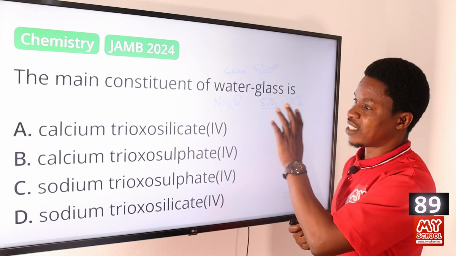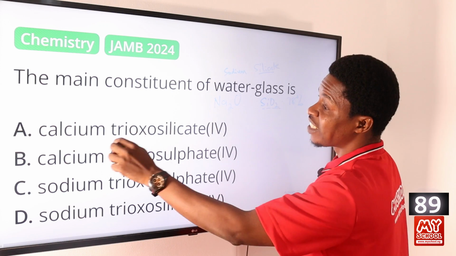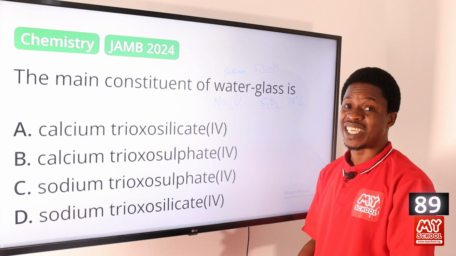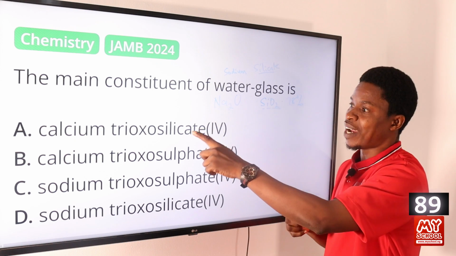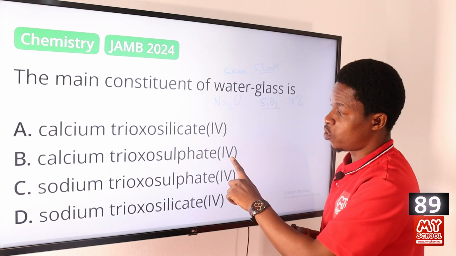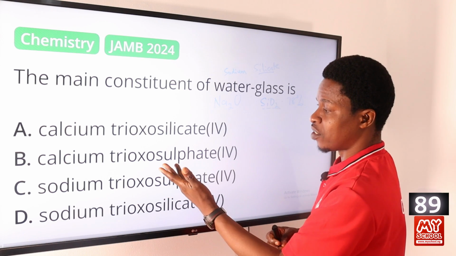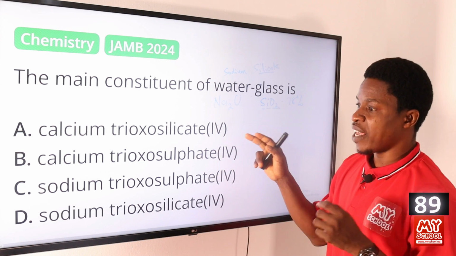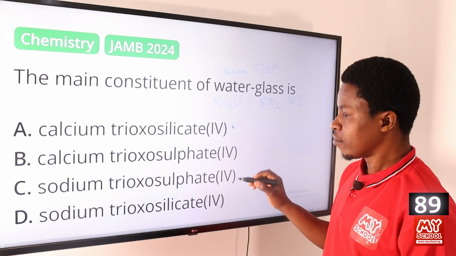So based on this, option A says calcium silicate 4. Because we have calcium carbonate, which is limestone, that is used in making ordinary glass, but not water glass. That is why this will not be correct. Option B says calcium trioxosulfate 4. No. It's not a sulfate salt, it is a trioxosilicate. So options B and C are eliminated. So the correct answer should be between option A and option D.